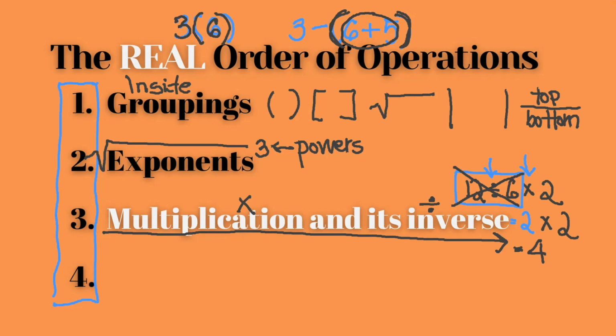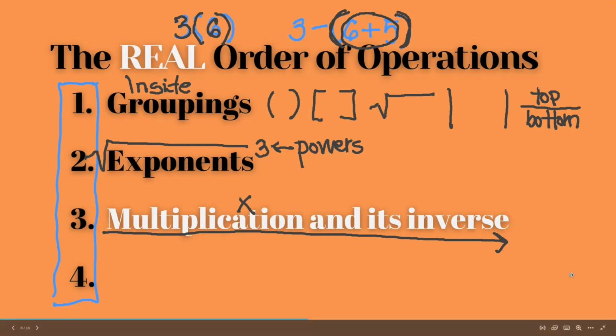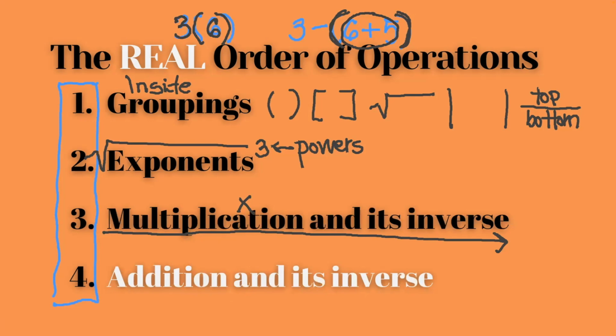So last and final step, after we've done multiplication and its inverse, hook it up, Cynthia. What do we do next? We do addition and its inverse. Beautiful. Addition and its inverse. Cynthia, do you know what the inverse of addition is? It's subtraction. So we have addition and subtraction.